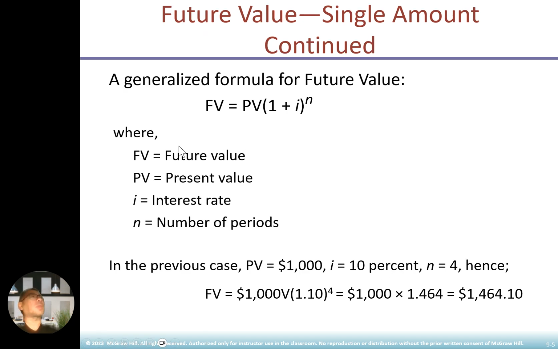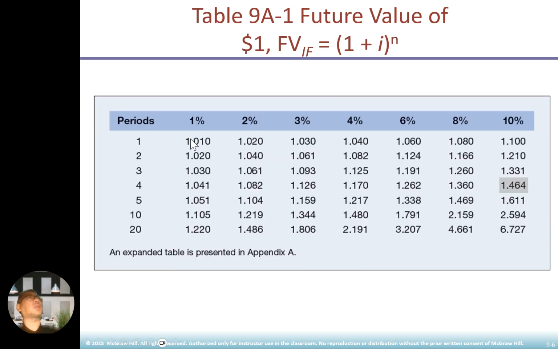we get 1464.10. This is the formula: future value equals present value times (1 plus i) to the power n, where FV is future value, PV is present value, i is the interest rate, and n is the number of periods. In the previous case, PV is 1000, i equals 10%, and n is 4, so we use 1000 times 1.1 to the fourth, equal to 1000 times 1.464, equal to 1464.10. That's it. This is how you calculate using the formula.